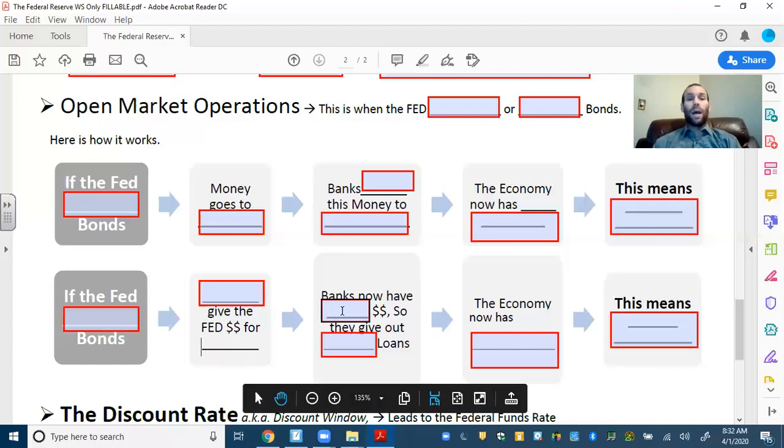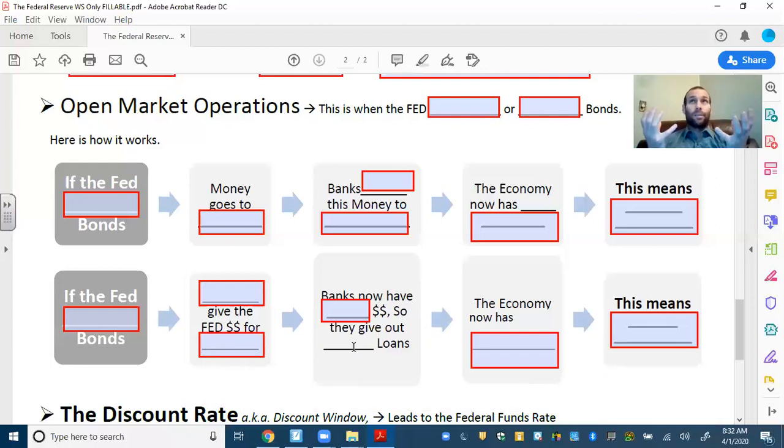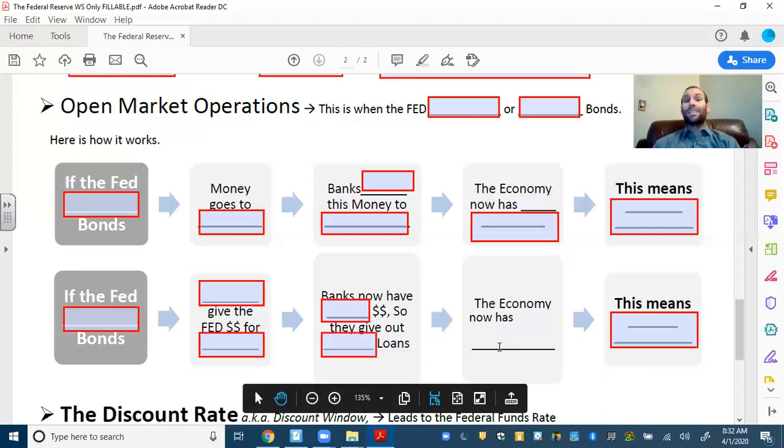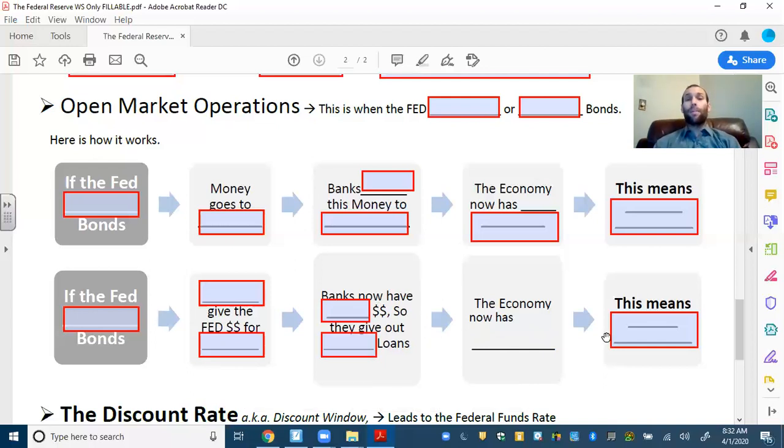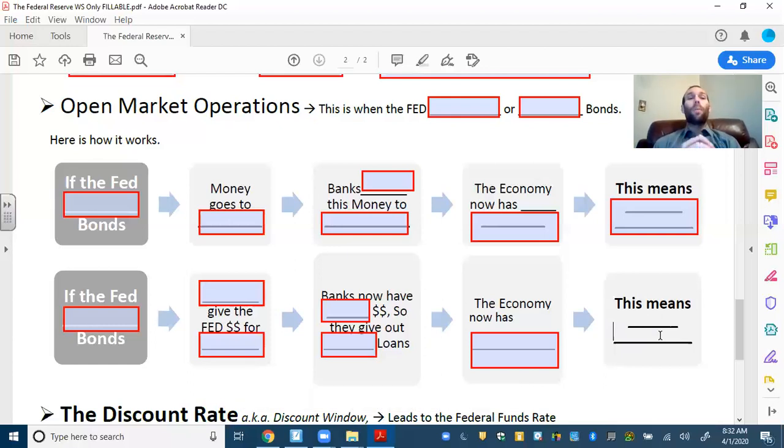So banks now have less money, so they give out fewer loans. Well, if they're giving out fewer loans, I am not going to get a loan because it would be hard to get, or the interest rate's higher. So if they're giving out fewer loans, the economy now has less money in it. So if I get fewer loans, I have less money, I buy fewer things. And if I buy fewer things, stores lower their prices. And this would mean less inflation. So this is how open market operations work. It's where the Fed buys and sells bonds.